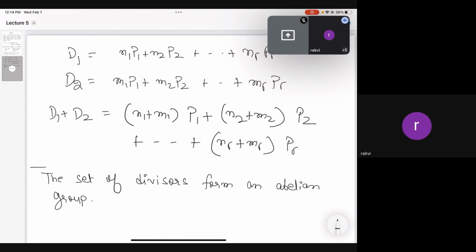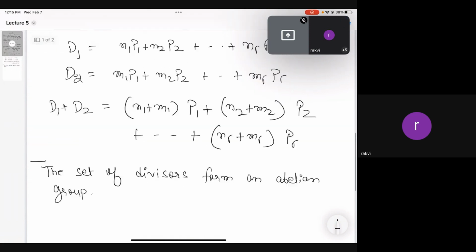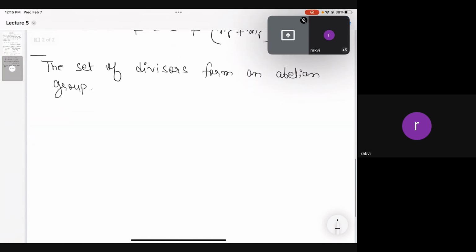And we also have an additive inverse. So if our D is, for example, n1 p1 plus n2 p2, basically take the negative of all the coefficients, and that will give us 0. So they form an abelian group.